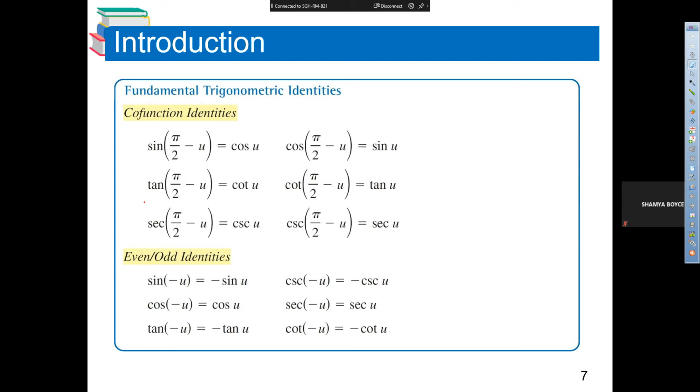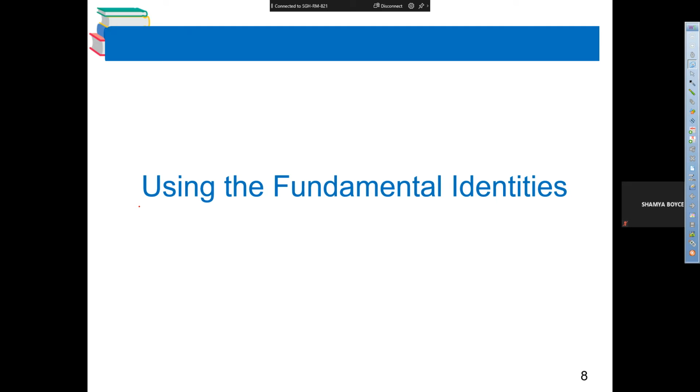And then you have even-odd identities. If you take the sine of a negative angle, that is equal to the negative sine of that angle. And then you can read through those. I'm not going to read through them all. But we're going to use all these one way or another to fit into the pattern. So here's how we're going to start using them.